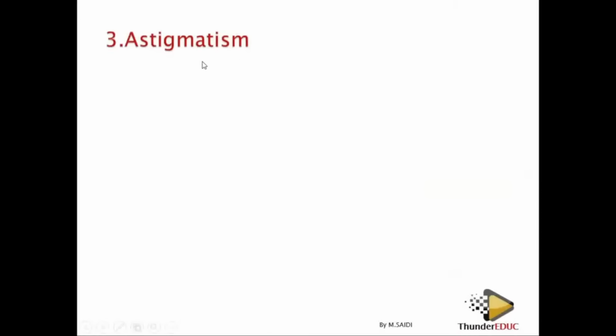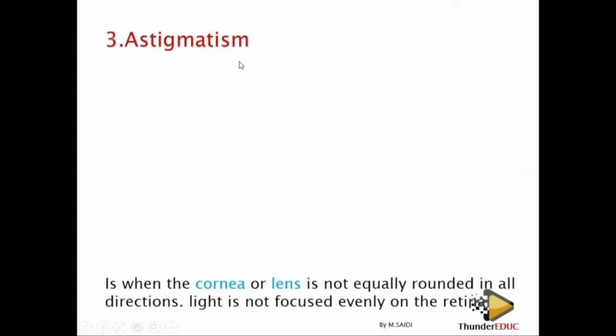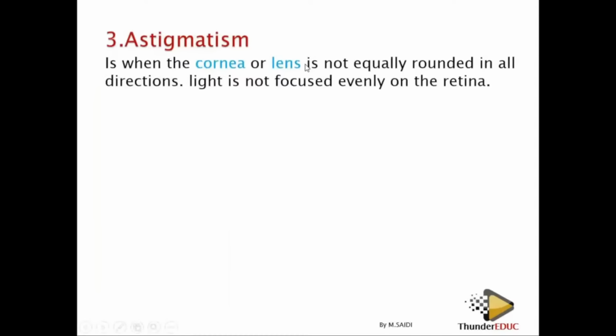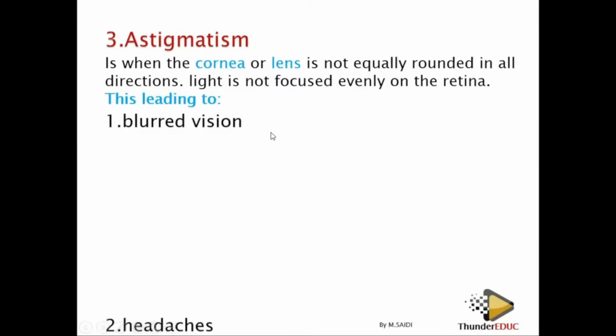Then the third one is what is called astigmatism. Astigmatism is when the cornea or the lens is not equally round in all directions. Light is not focused evenly on the retina. Then it means that you'll be seeing multiple images. This leads to, number one, blurry vision. Number two, headache. It means that you can't see properly. It's like having a phone and video calling someone, and someone is shaking the phone. So you start to feel that headache. That's what happens to a person who is suffering from astigmatism.